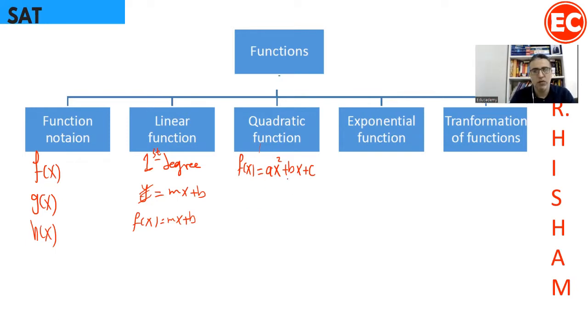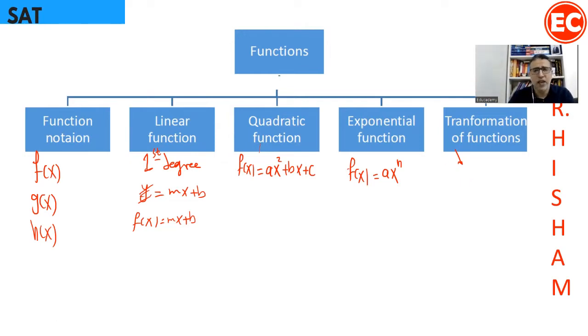We are going to know everything in detail, inshallah. Then we have the exponential function, and we have two kinds of exponential: exponential growth, and exponential decay. For transformation of a function in our studying, we are going to study translation and reflection of a function, inshallah.